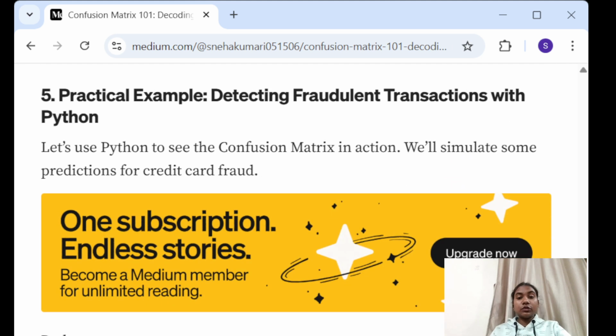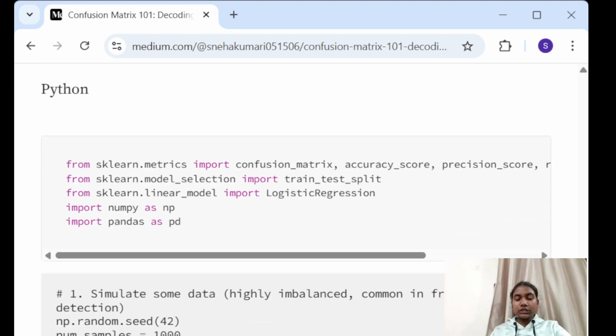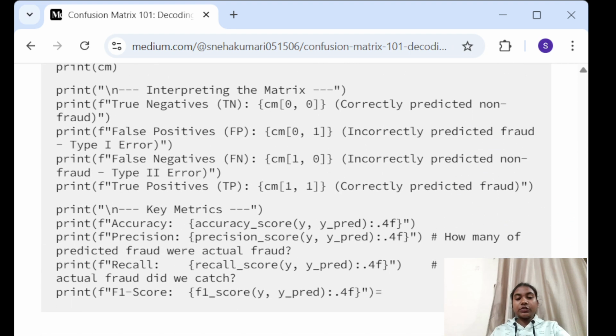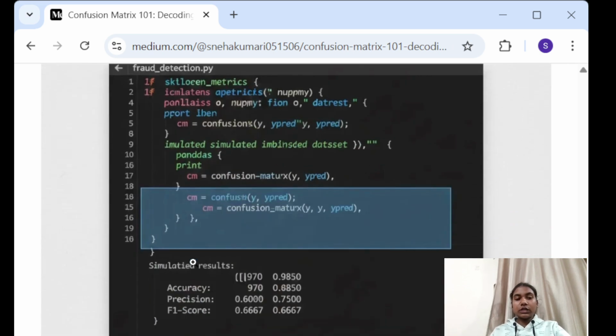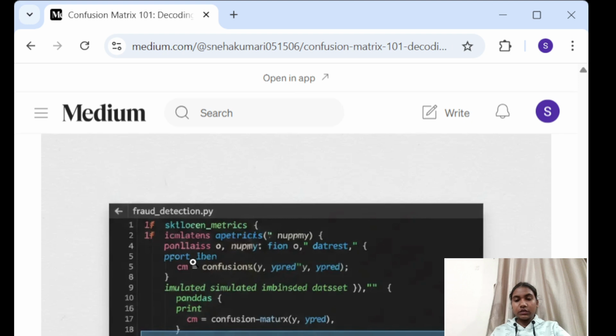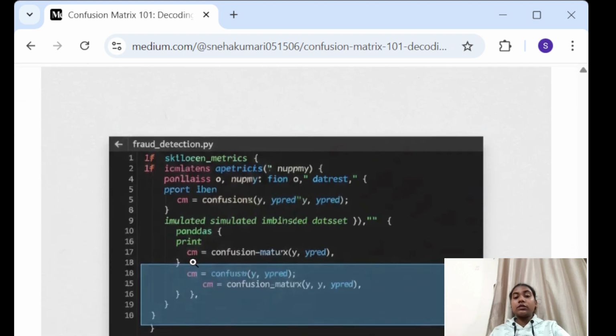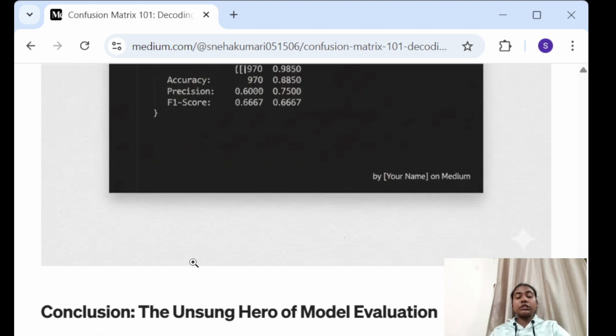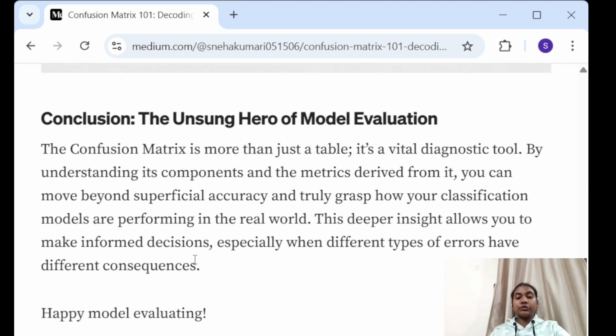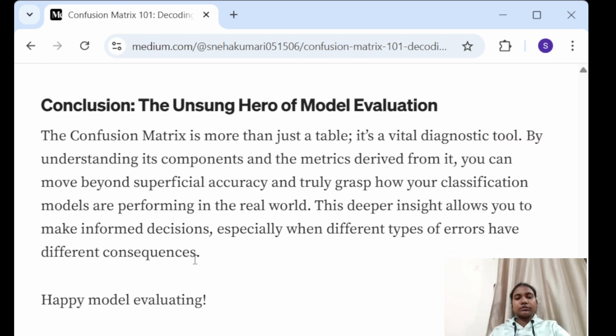And this is an example of a confusion matrix. You can see this. I will provide you the link of my blog, where you can see and learn about it. This is the coding part, showing how we can implement the confusion matrix. I have used the Python language, but you can use any language as per your preference.